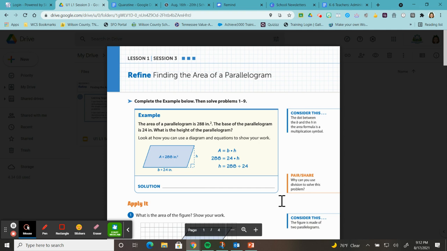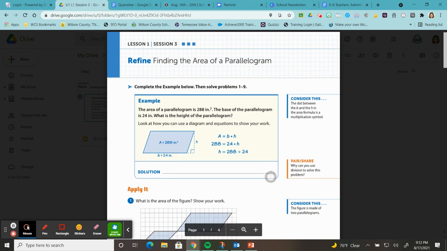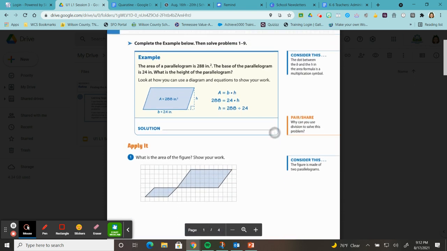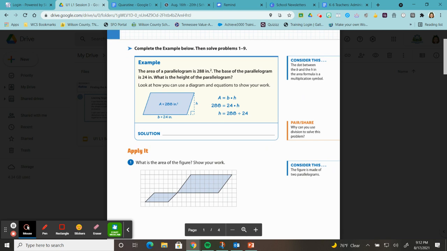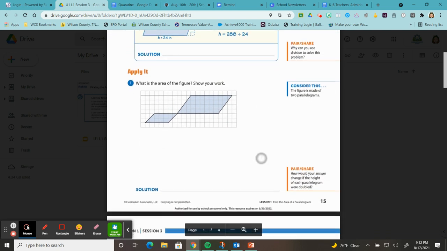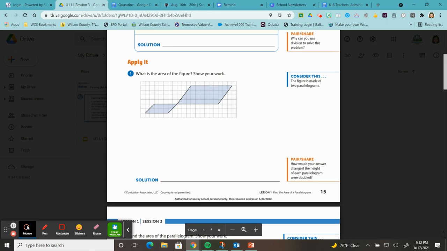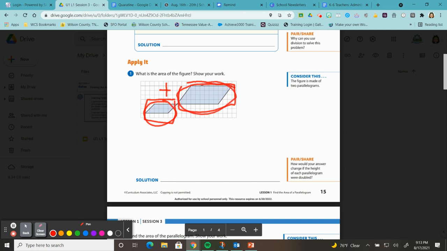But before you go to those stations, I want you to solve the problems on these pages. There is an example problem in the box, and then it starts with apply it. With question number 1, I do want to remind everyone that when you have two shapes, so we have this shape and this shape, if we want the area, we're going to have to combine those two areas. So we would find the area of this shape and then our second shape, and then we would add those two areas together. I did want to remind everyone of that.